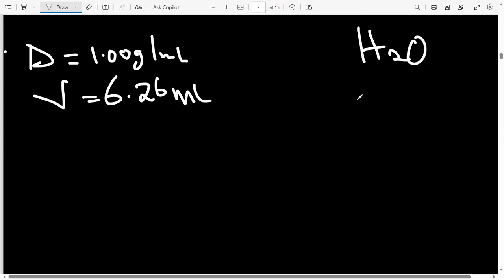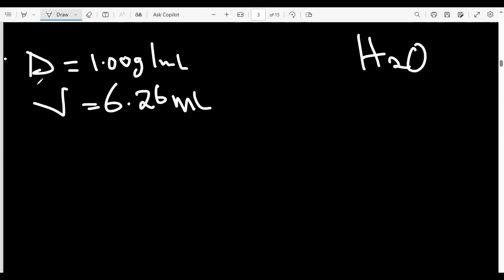Okay, so what are we going to do? Okay, we are going to use this information that we have here in order to find the mass of water that we have. Okay, and then after finding the mass of water, we're going to use that mass of water to find the moles of water. And then from the moles of water, we'll be able to come up with the what? The molecules of water. And then from the molecules of water, we'll reach our destination, which is the what? The number of hydrogen atoms.